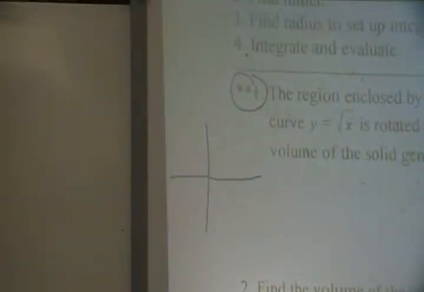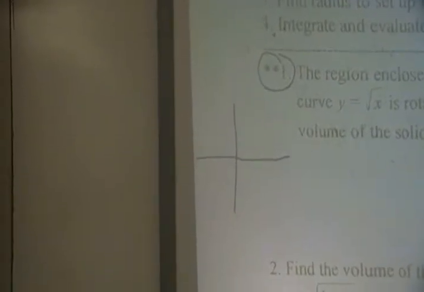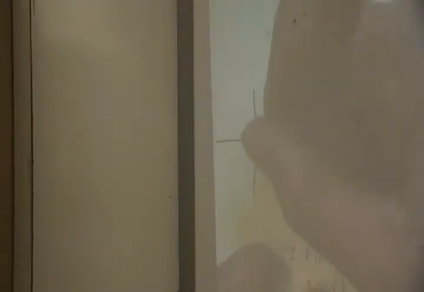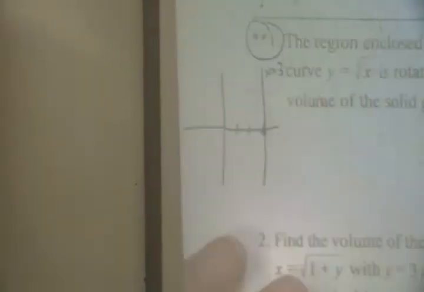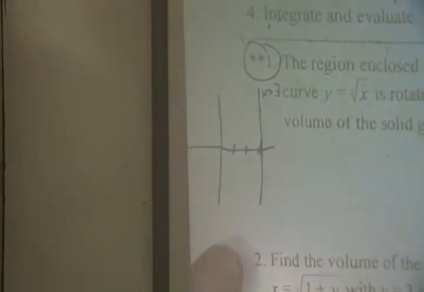Move here a little bit. And let's put in our functions. First of all, I have a vertical line x equals 3. We'll say that went through 3 there. So there's x equals 3.